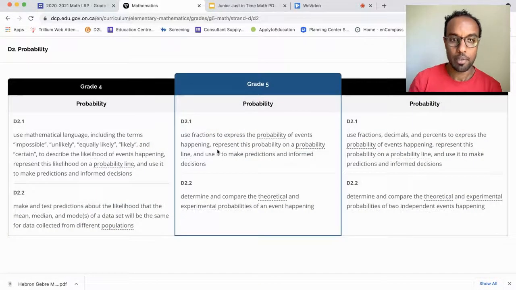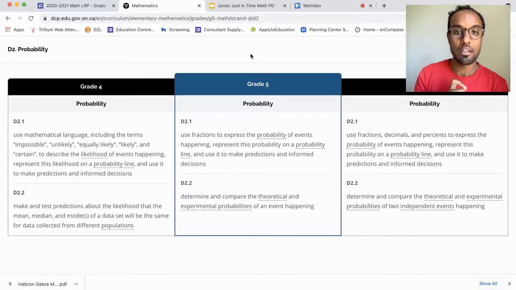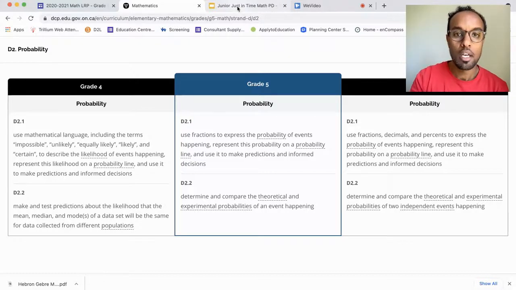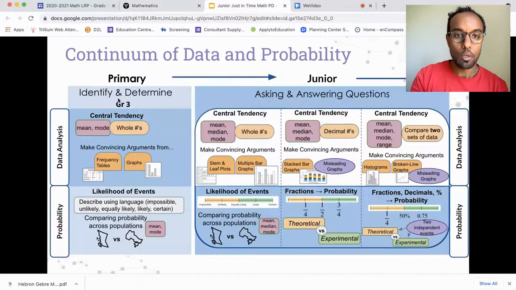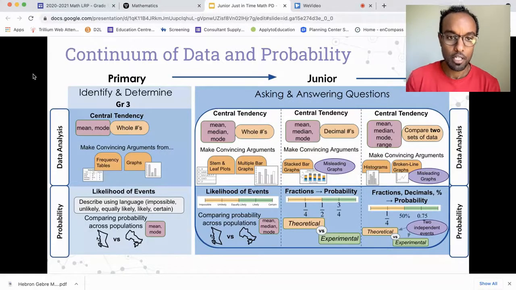Compare grades, probability. All right, so for our purposes, we are going to actually look at the visual representation we have created for our just-in-time math session to give us an overview of all the concepts as a continuum. So here it is, continuum of data and probability for topic 13.